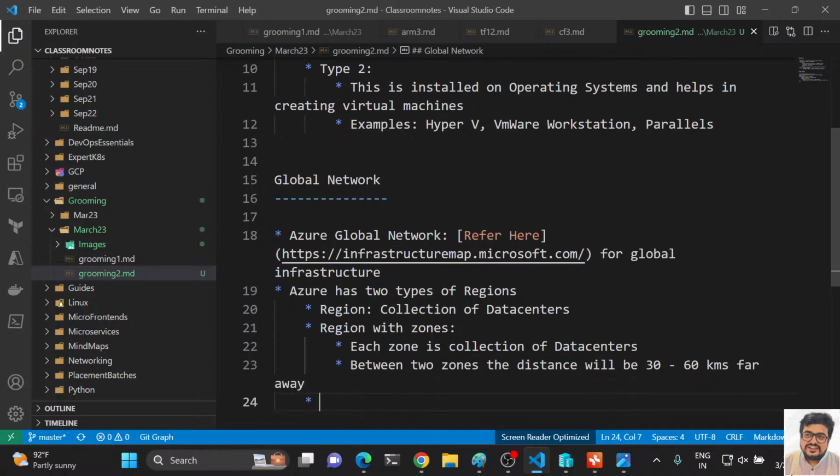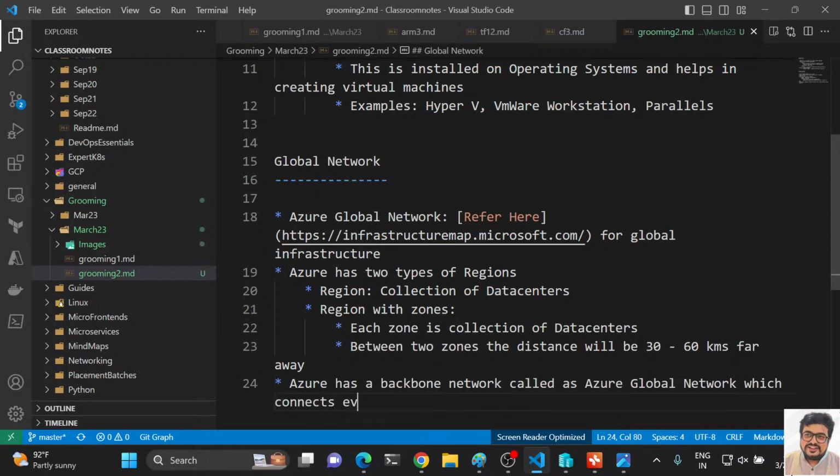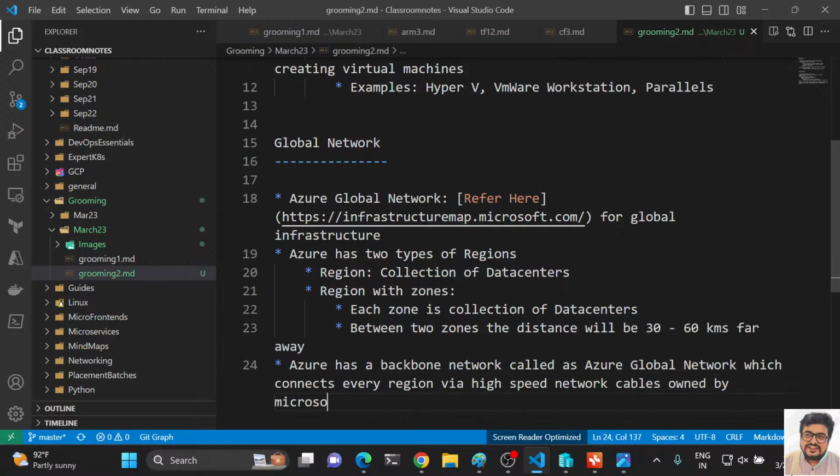Okay. Right. Azure has a backbone network, called as Azure global network or Azure backbone network, which connects every region via high speed network cables owned by Microsoft for Azure.